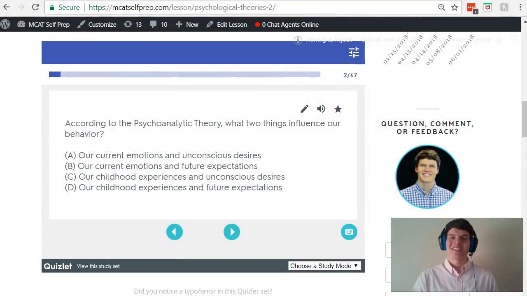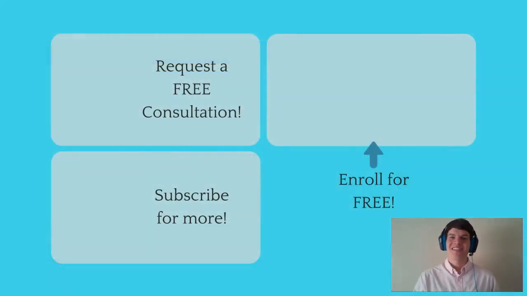Let's take a second look at the question stem. According to the psychoanalytic theory, what two things influence our behavior? Answer choice C is the correct answer here, because according to this psychoanalytic theory, our childhood experiences are what create our unconscious desires.